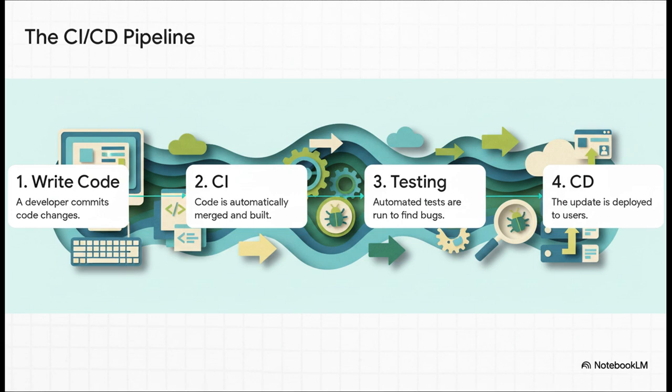And to make this process even faster, teams use what's called CI/CD. Now, that's a mouthful. It stands for continuous integration and continuous deployment. But really, you can just think of it as an automated assembly line for code. A developer writes something, it gets automatically tested and merged, and then it gets automatically sent out to users. It's all about moving fast while staying reliable.